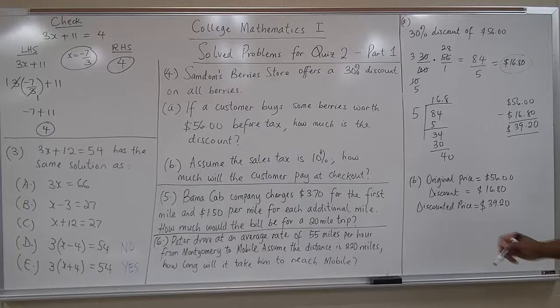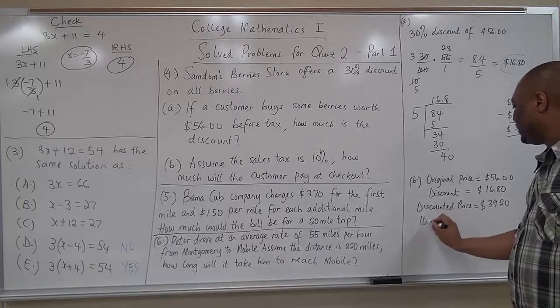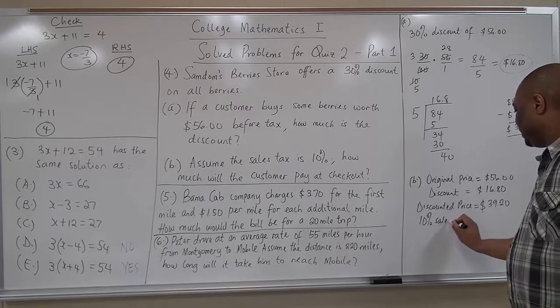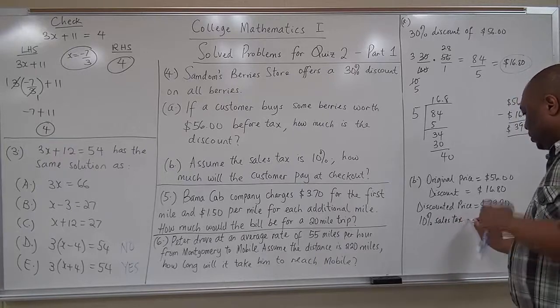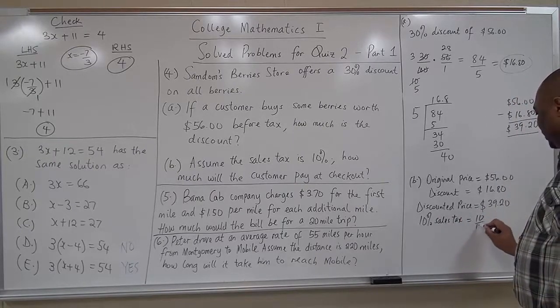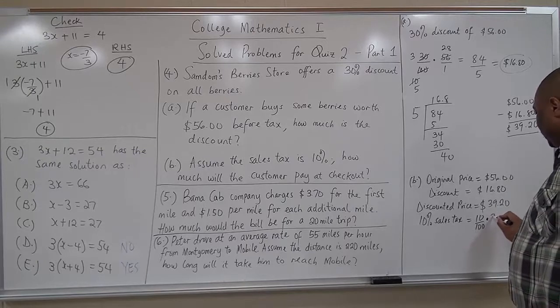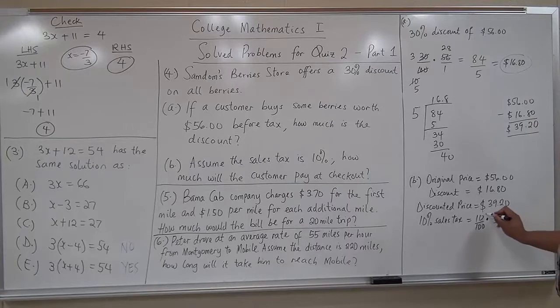Right? So what is the tax? Tax of 10%. 10% sales tax will be 10 over 100 times 39.20 over 1. 10 into 10 is 1. 10 into 100 is 10. So this is $3.92. If you divide that by 10, when you divide by 10, 100, just move the decimal to the left one time. Move to the left by how many zeros it is.